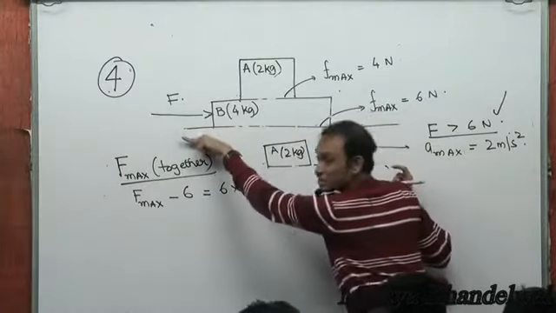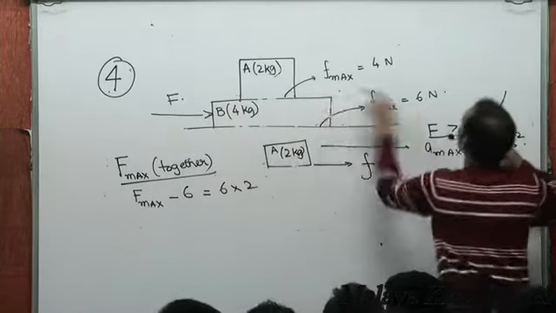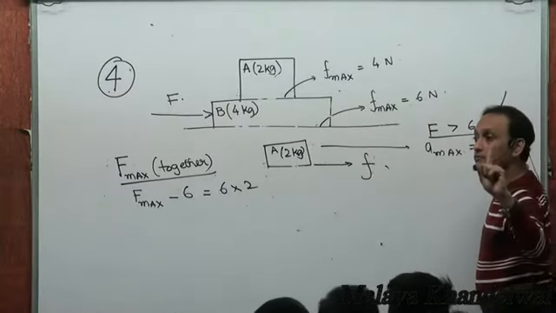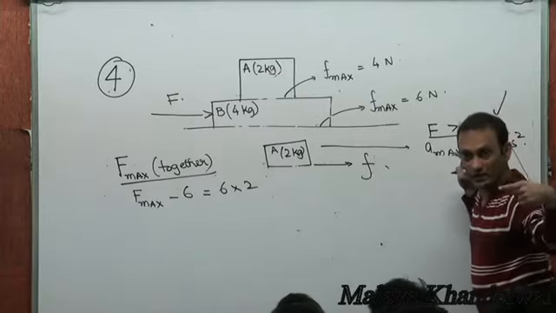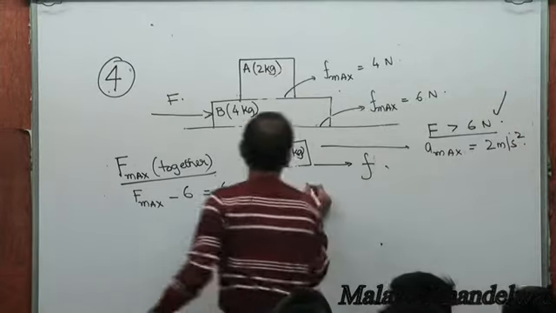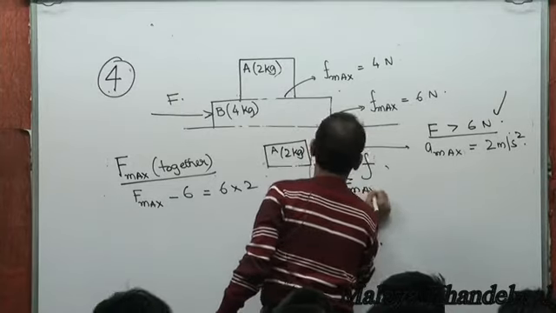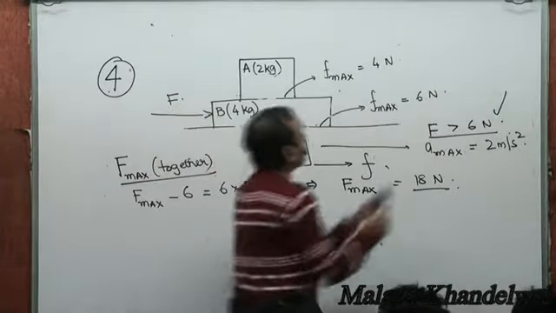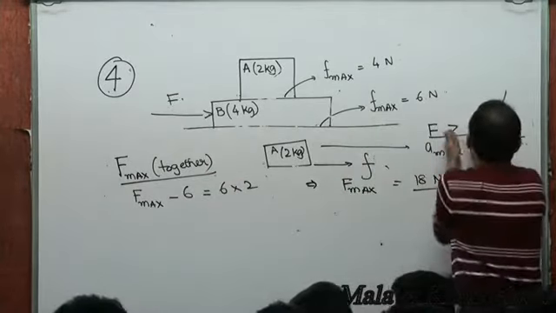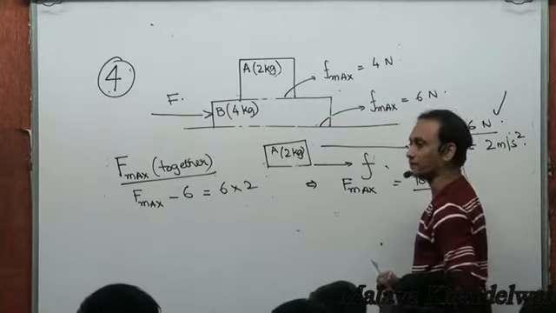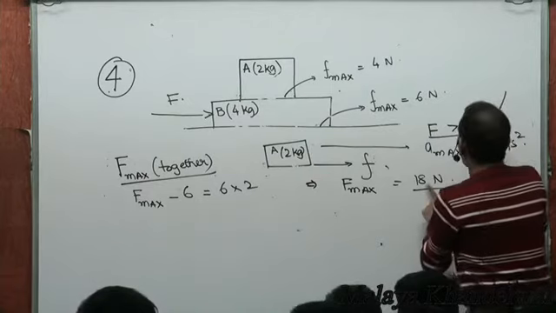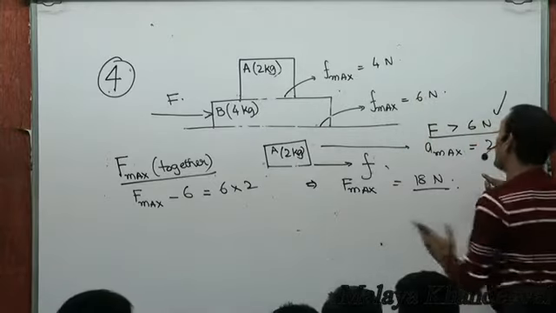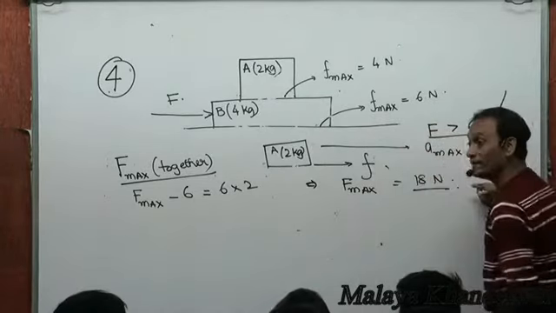F max minus 6 newtons from the ground would be 6 kgs into the maximum common acceleration of 2 meters per second squared. Yes or no? Do you all understand this? So this gives me F max equal to 18 newtons. For F less than 6 newtons, there is 0 acceleration for both. When F is slightly in excess of 6 newtons, they move together. When F becomes 18 newtons, the frictional force between A and B becomes maximum static friction, and they attain a maximum common acceleration of 2 meters per second squared.